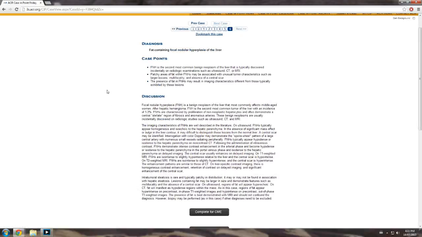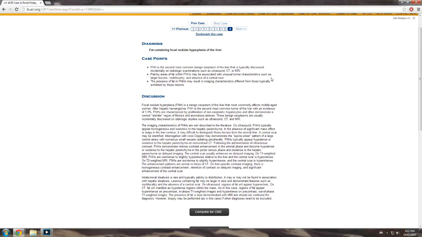So fat-containing focal nodular hyperplasia of the liver, FNH. FNH is the second most common benign neoplasm in the liver that's typically discovered incidentally on radiologic examination such as ultrasound, CT, or MRI. Patchy areas of fat within FNHs may be associated with unusual tumor characteristics such as larger lesions, multifocality, and presence of a central scar. Presence of fat in FNHs may result in imaging characteristics different from those typically exhibited by these lesions.